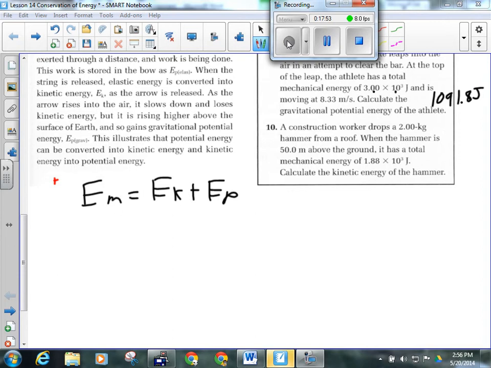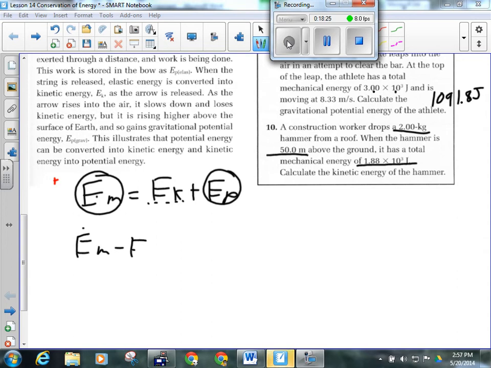Okay, so number 10 works very much like number 9, except instead of looking for EP, we're looking for EK, right? It says calculate the kinetic energy of the hammer. Well, since they tell me the mass, and they tell me the height, and they tell me the mechanical energy, I have enough information to calculate that number. This is the one I'm looking for. So how do I get EK by itself? Subtract EP over to the other side. All right, so I'm going to have EM minus EP equals EK.